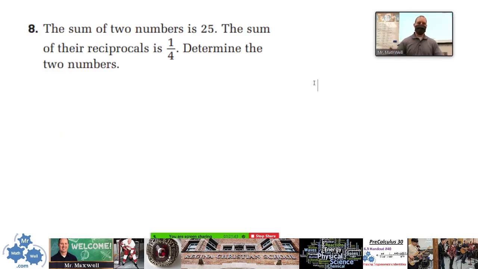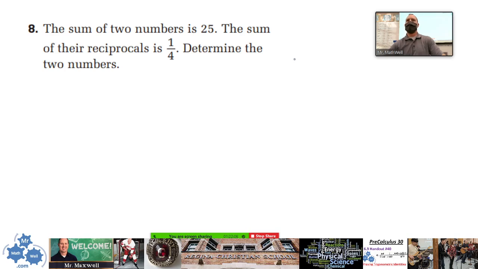So number 8 is the next one here that we'll do. The sum of two numbers is 25. This is a word problem that you want to set up, again, as an equation with an unknown in there. The sum of two numbers is 25. The sum of their reciprocals is 1/4. Determine the two numbers.